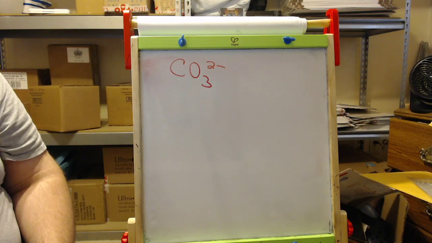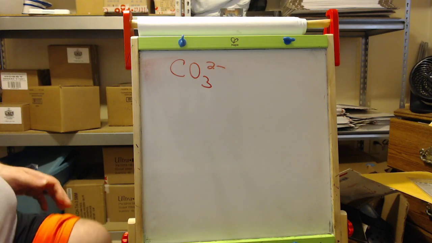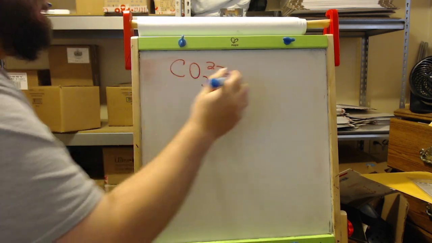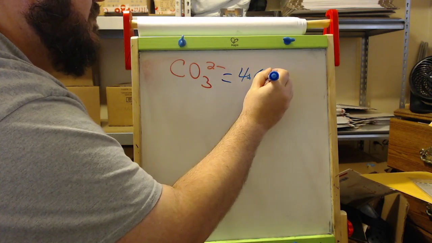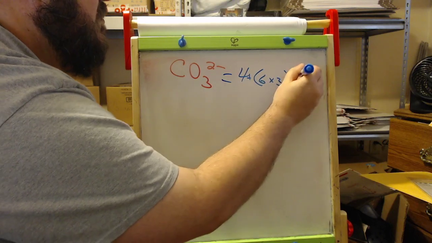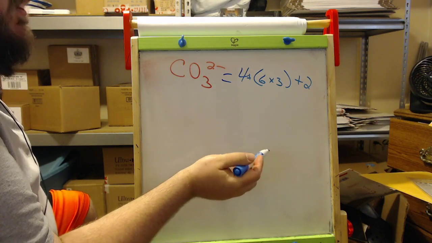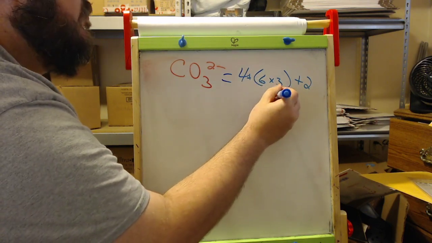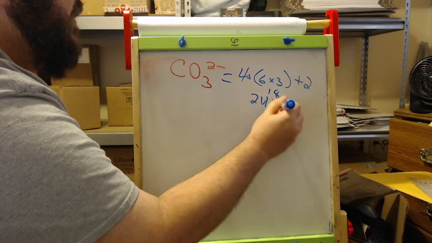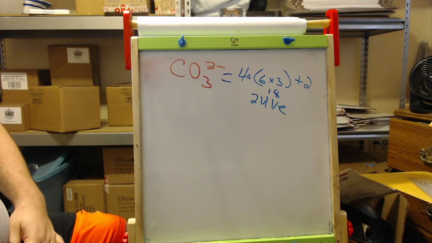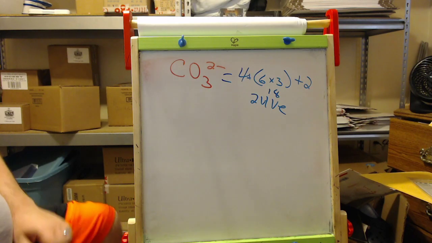24 sounds good to me. 24 sounds good. 4 from carbon plus 6 times 3 plus the 2 extra ones from the charge. Okay. 18 plus 4 plus 2, 24 valence electrons. Brooke is so excited using exclamation points.